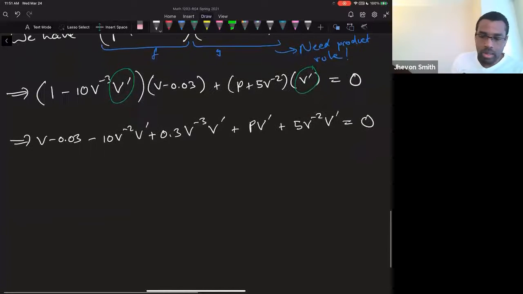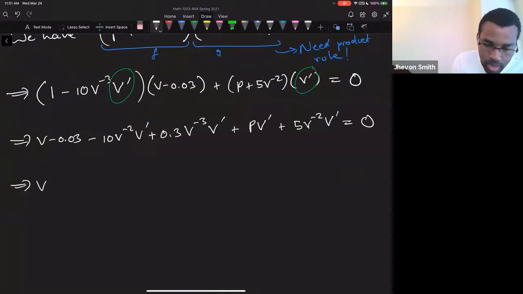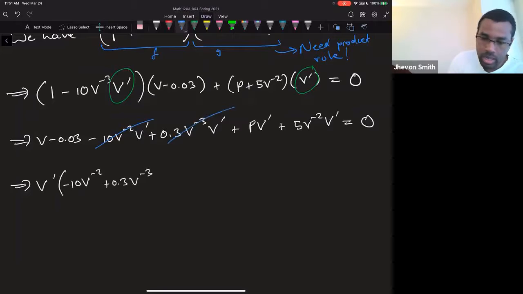So we have that. Now I just want to isolate my v prime. What do I have here? I have 10v to the minus 2. That takes care of that guy. I also have plus 0.3v to the minus 3. That takes care of that guy. Plus p. That takes care of that guy. Plus 5v to the minus 2. And that takes care of that guy.